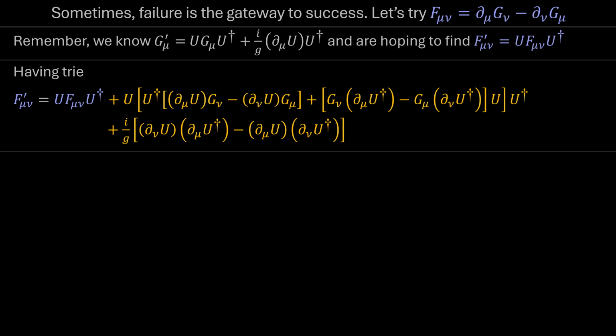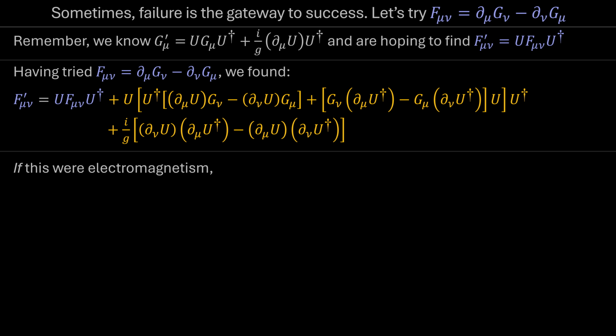Okay, so having tried the 6 ways, we found something that almost works but has a bunch of other stuff that doesn't work. Now I told you that if this were electromagnetism, that yellow stuff would go away. So let's go ahead and demonstrate that. Well, in electromagnetism, U is a U1 element, e to the i theta, U dagger is just e to the negative i theta, and our gauge field is the electromagnetic 4-potential with real valued components.